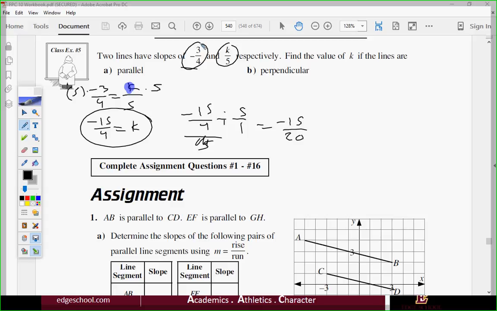So we do the exact same thing for perpendicular, but we don't use negative 3/4. We use what? Positive 4 over 3. And we do the same exact thing, times by 5. 20 over 3 is k, and that's it.